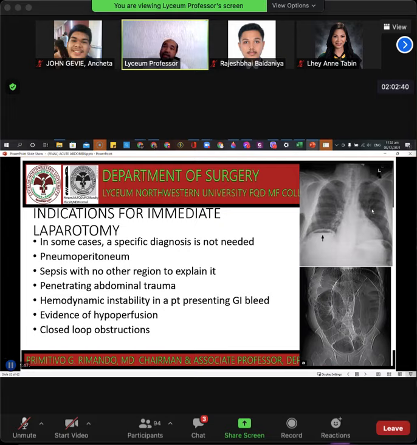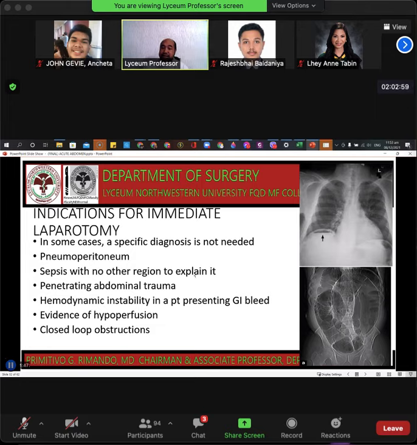So you don't need to identify: is this ruptured appendicitis? Is this ruptured bowel from diverticulitis? Is this ruptured gallbladder? You don't need to identify that. You already have pneumoperitoneum, so you need to open up your patient.